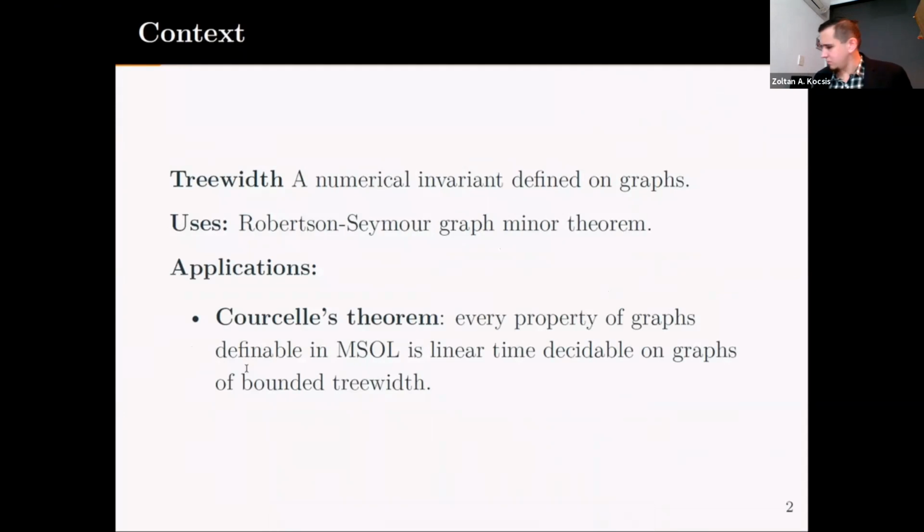Extremely useful numerical invariant. It's a number associated to graphs. And normally I'd start by trying to convince you that this is a useful notion and you should care. But it happens to be so useful that we have encountered it twice already in this conference. First in Nihil's talk, and then in Tomáš's talk. But it has more broad uses and applications as well. Many NP-complete problems actually become easy to solve once we restrict our attention to graphs of bounded Treewidth.